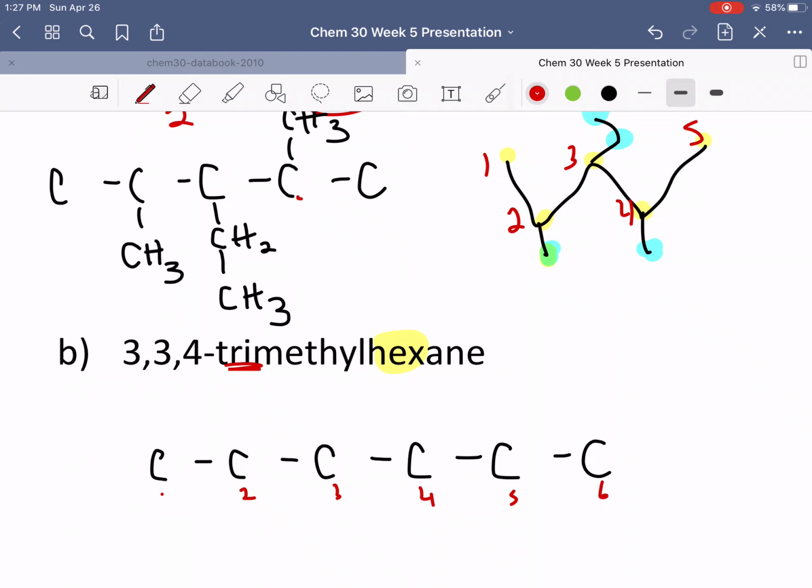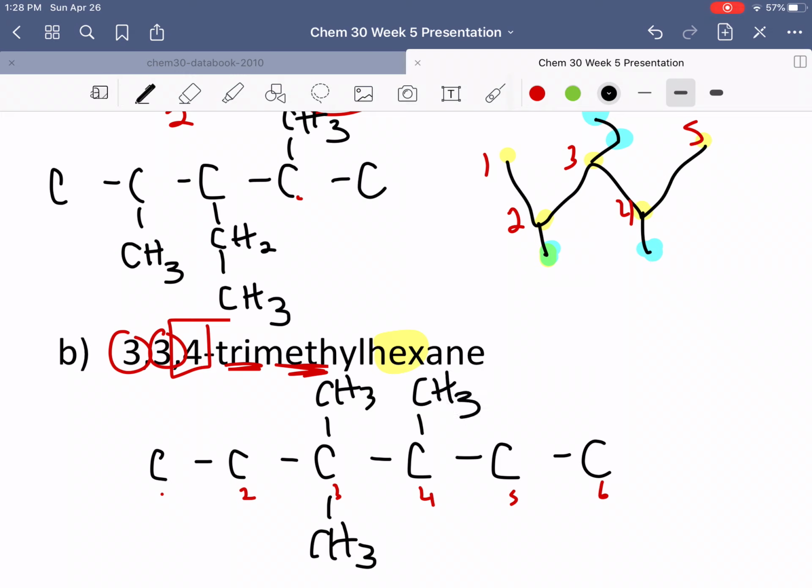Off of carbon 3 twice, right? 1, 2. Off of carbon 3 twice is a methyl group. Methyl means a single carbon. So here's carbon 3 coming off here, and coming off here is a methyl group. CH3, CH3. Then coming off of carbon 4 is another methyl group. It doesn't matter if you draw it above or below. It means the same thing. CH3. There's my 3 methyl groups.